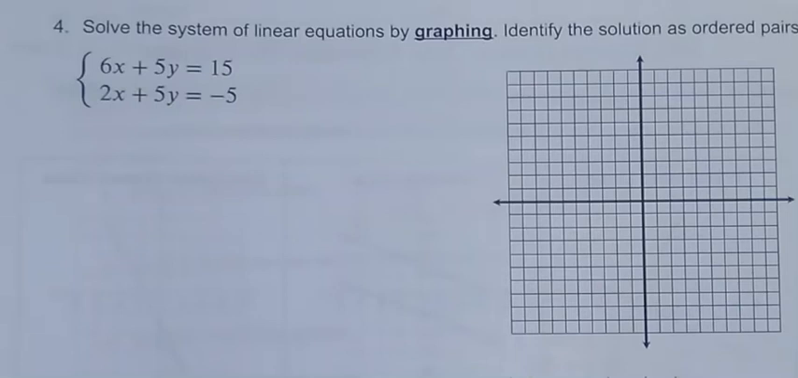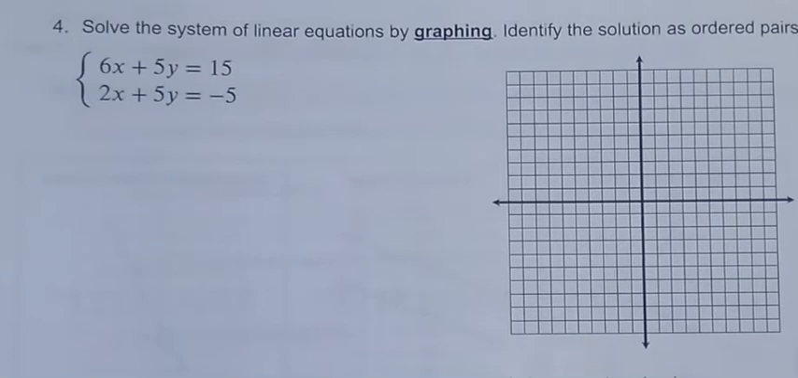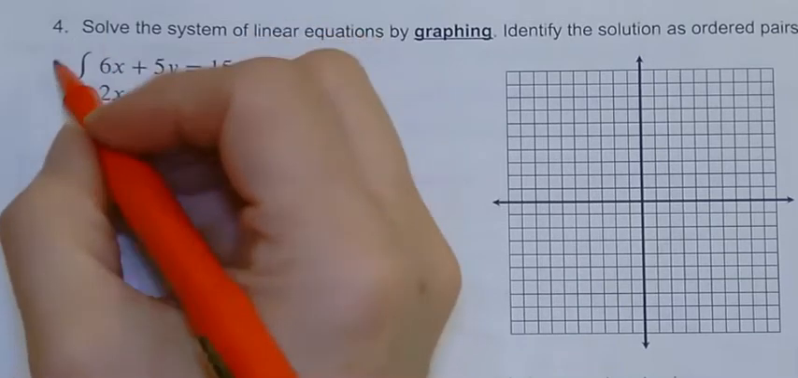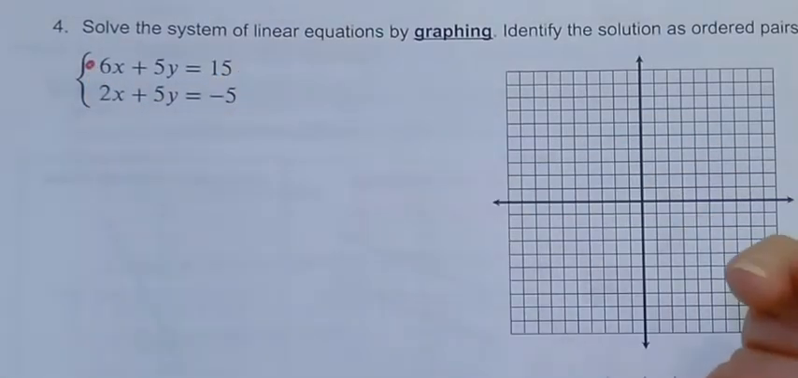This is part of our Unit 5 study guide for systems of equations and systems of inequalities. We're solving just number 4 with this video. So if we want to solve this system of linear equations by graphing, then what we're going to need to do is turn each one of these into slope-intercept form.